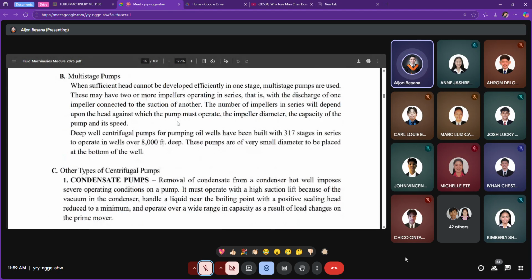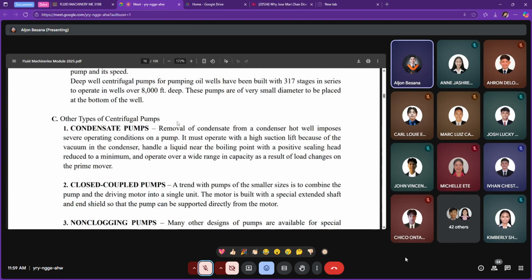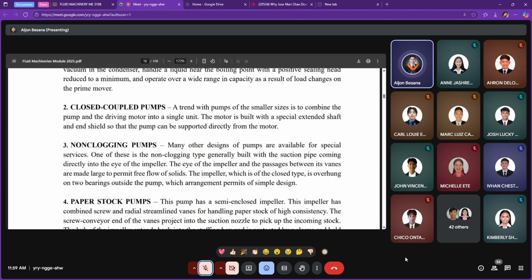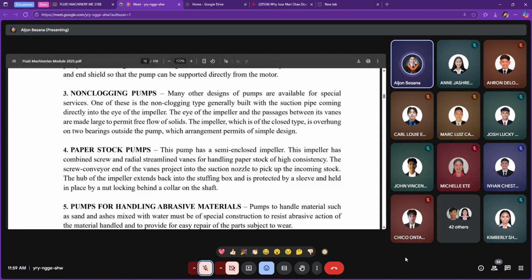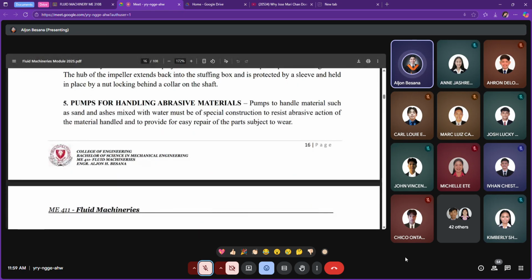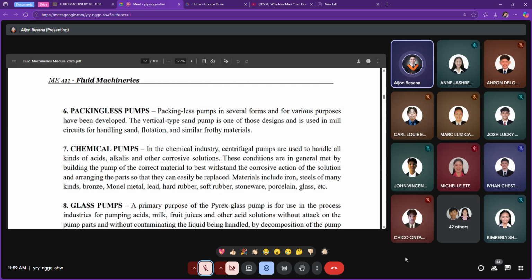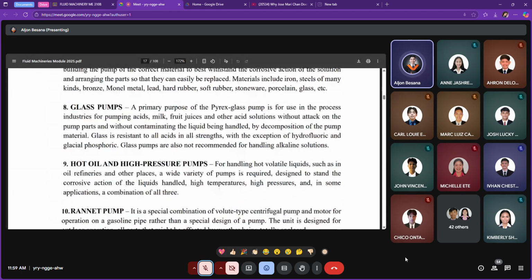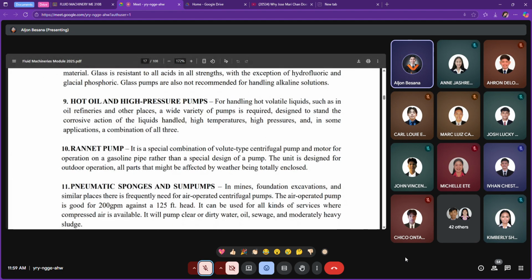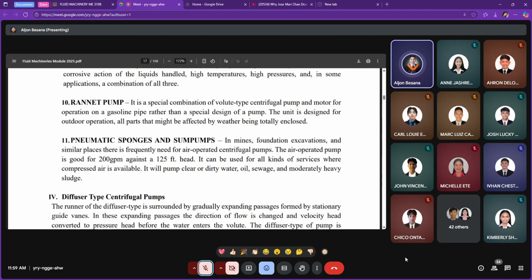Then, we also have other types ng centrifugal pump. Nandyan yung condensate pump, close-coupled pump, non-clogging pumps, paper stock pump, pumps for handling abrasive material, packing less, chemical, glass pump, hot oil and high pressure pump, Rennet pump, pneumatic sponges, and some pumps.